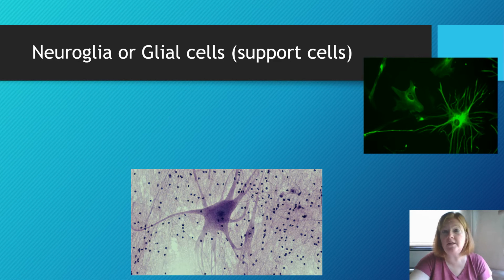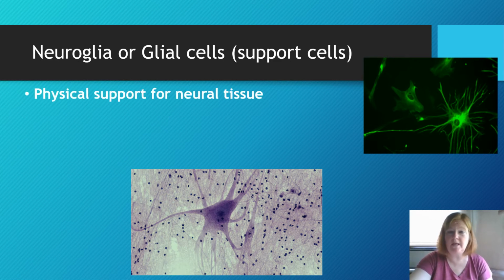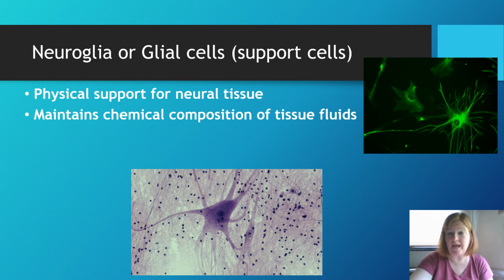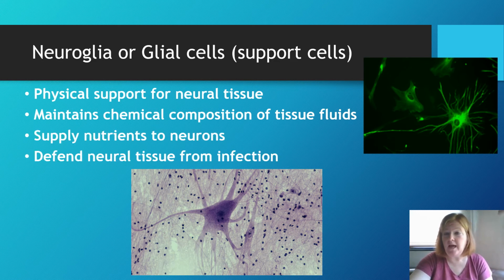Neuroglia, or glial cells, are support cells. They provide physical support. They maintain the chemical composition of tissue fluids. I tell you, it's like the support system. They supply nutrients to neurons. They build myelin sheath. They defend neural tissue from infection. Okay, it is a support system so that the neuron can do its job.